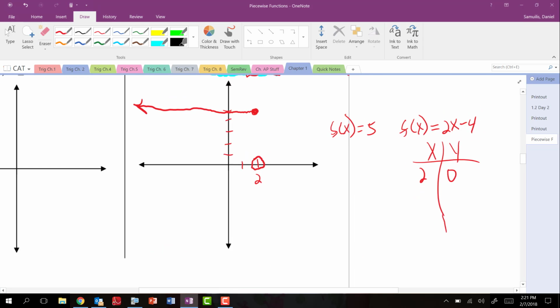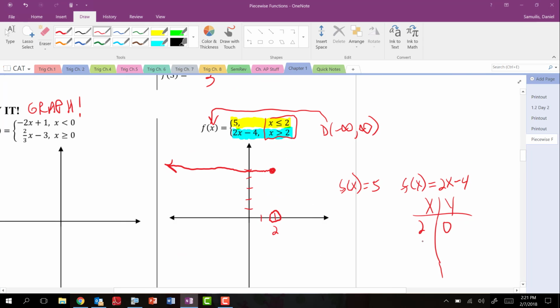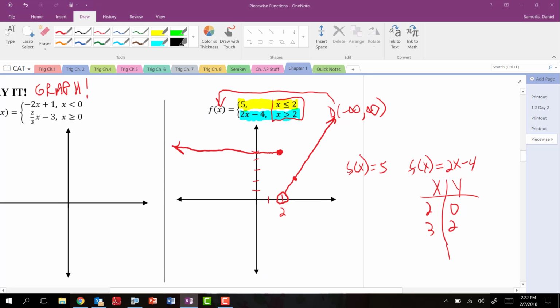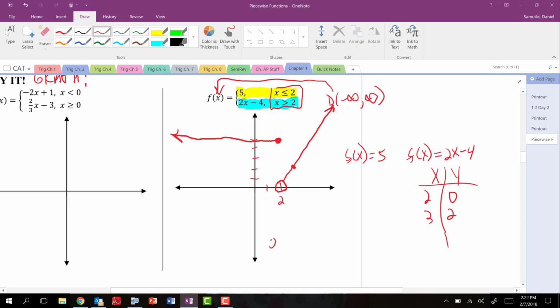All right, so back to that. And then, all right, and then what can I plug in next? 3, or we could do slope. What's the slope of this? 2 over 1. So I could rise 2 and then run 1, and then the rest of this is like this. Is this continuous, yes or no? What kind of discontinuity is this? This is a jump discontinuity.